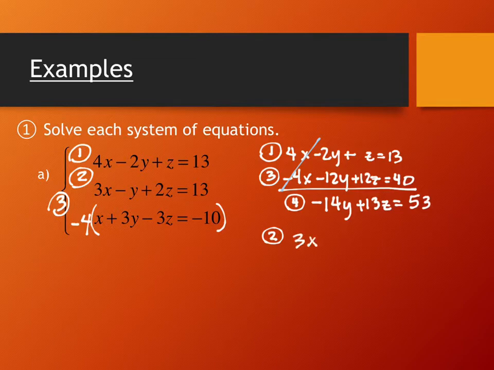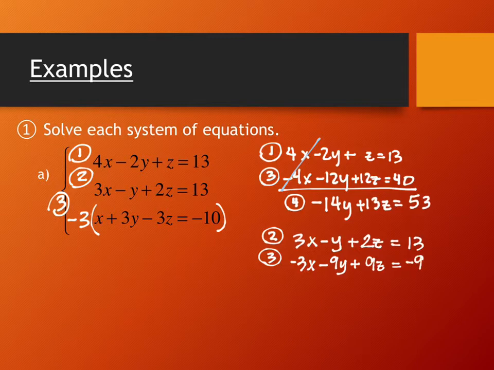And 2 will stay exactly like it is as well. So I have 3x minus y plus 2z equals 13. But over here now, I don't want to multiply equation 3 by negative 4. What would I need to multiply it by? Yeah, negative 3. So we're going to multiply equation 3 by negative 3. So I have negative 3x minus 9y plus 9z equals, sorry, I'm looking back and forth between my stuff, positive 30. Yeah.